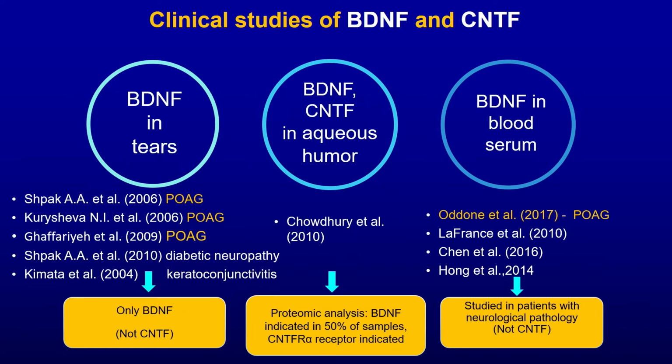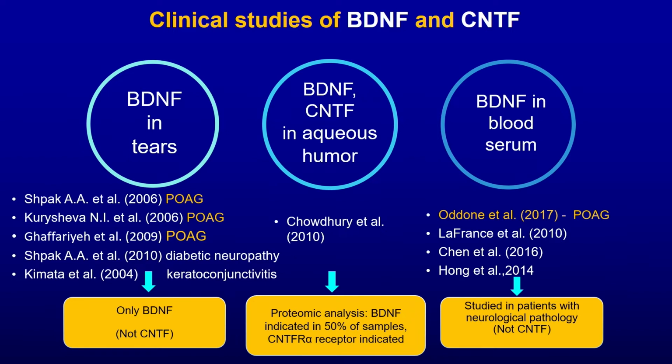If we talk about the blood serum and blood plasma, there we see quite many publications, but all of them were focused on the neurological pathology. Almost the only serious publication from 2017 studied just two factors, BDNF and NGF, in the blood serum. And I will talk about it later several times.